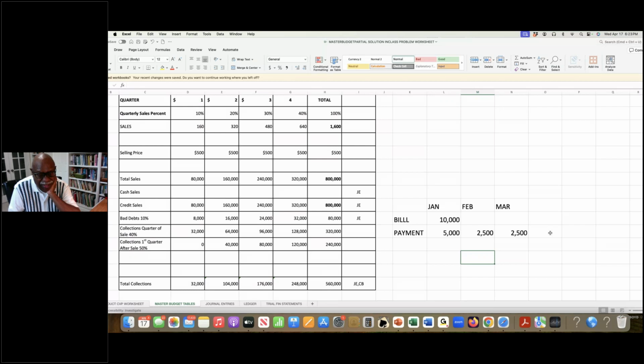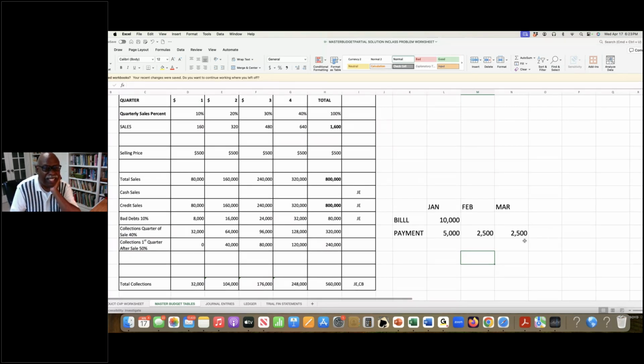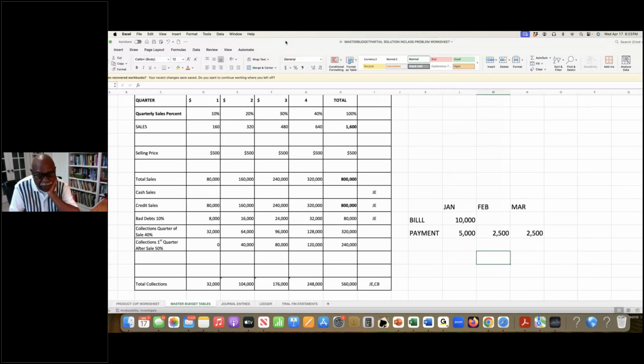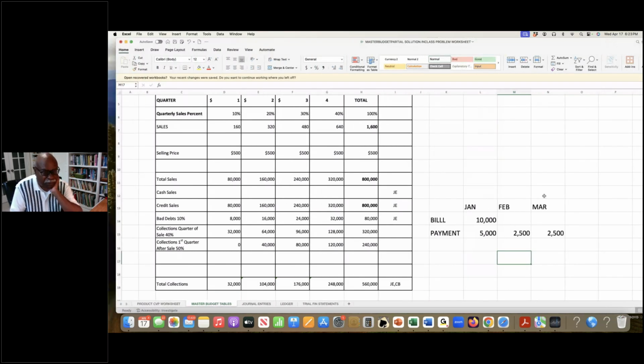Yeah, that's clear. But can you explain how it applies to the one we're doing now? Okay. Now, we make a sale of 80,000. Ten percent of this we're not going to collect, that's 8,000. We get 40% of this in the quarter of sale, 32,000. The other 50% we get the next quarter, 50% of 80, which is 40,000. Do you see what's happening now?